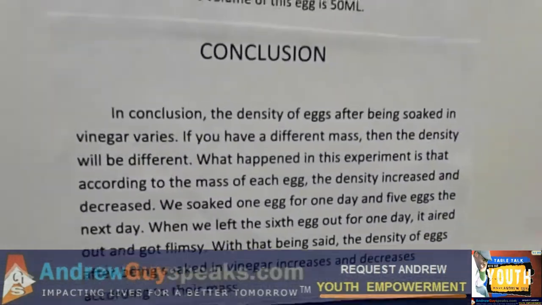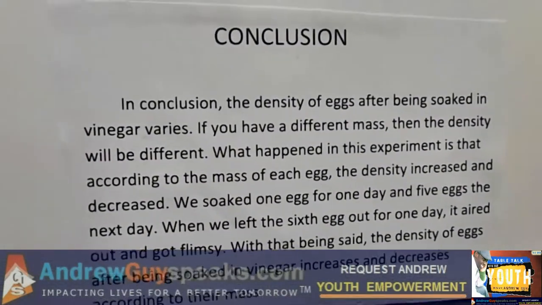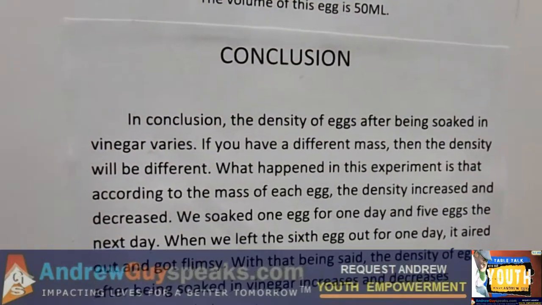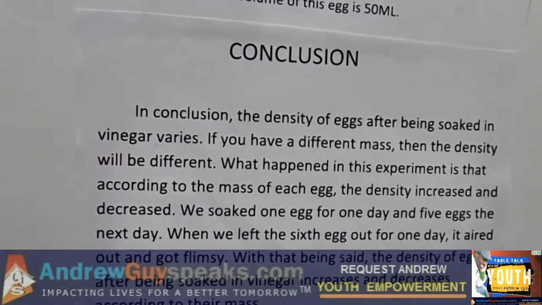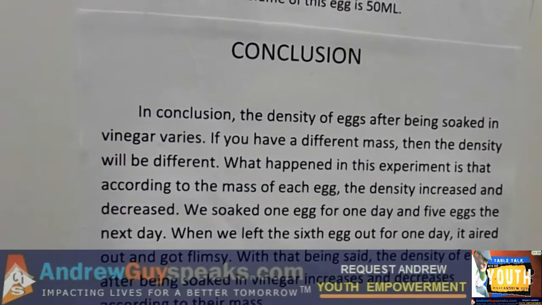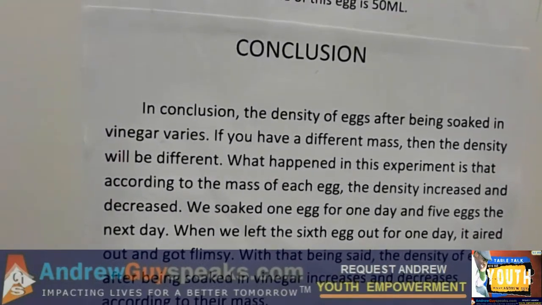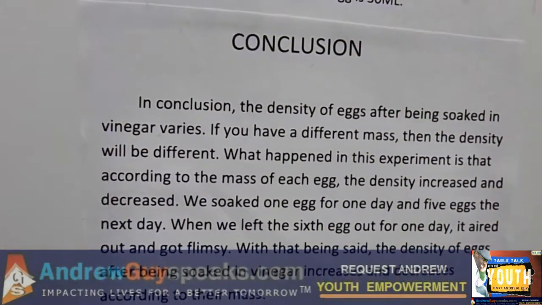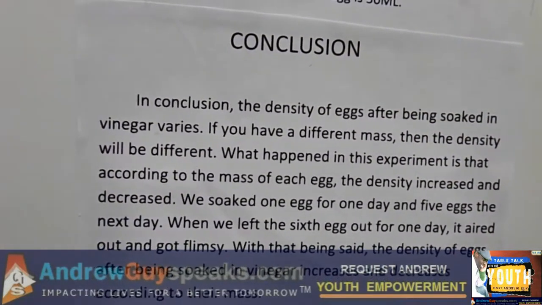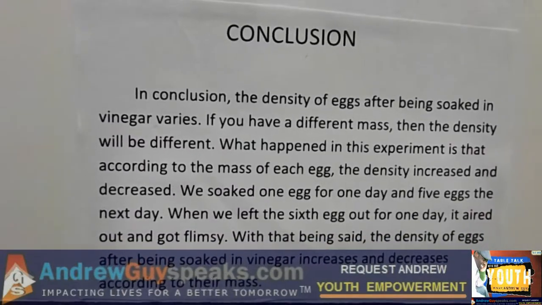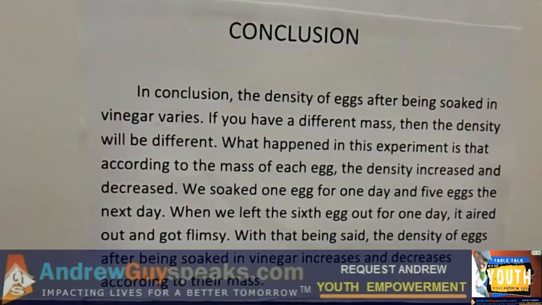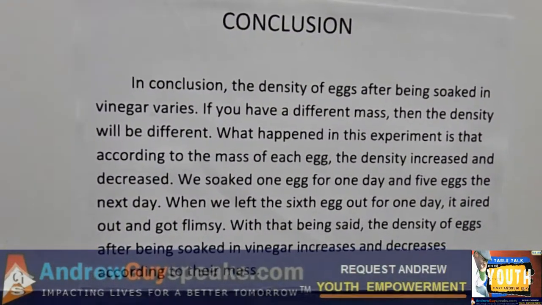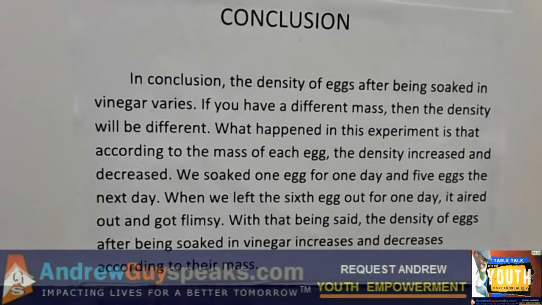In conclusion, I thought this was very profound. This is what he said. In conclusion, the density of eggs after being soaked in vinegar varies. If you have a different mass, then the density will be different. What happens in this experiment is that according to the mass of each egg, the density increases and decreases. We soaked 1 egg for 1 day and 5 eggs in the next day. When we left the 6th egg out for 1 day, it aired out and got flimsy.